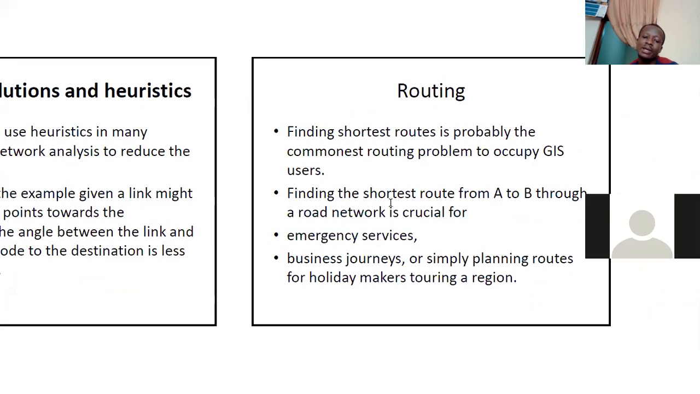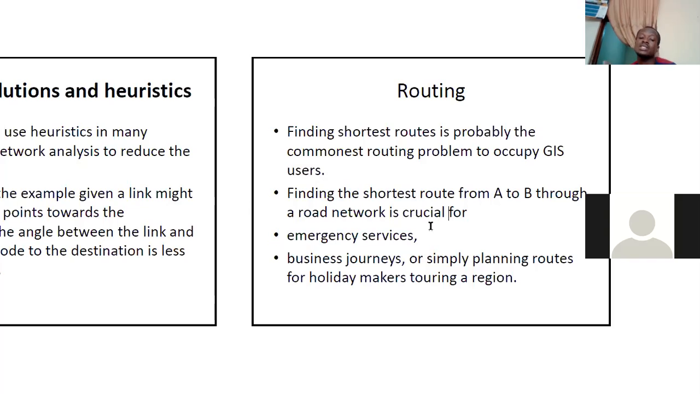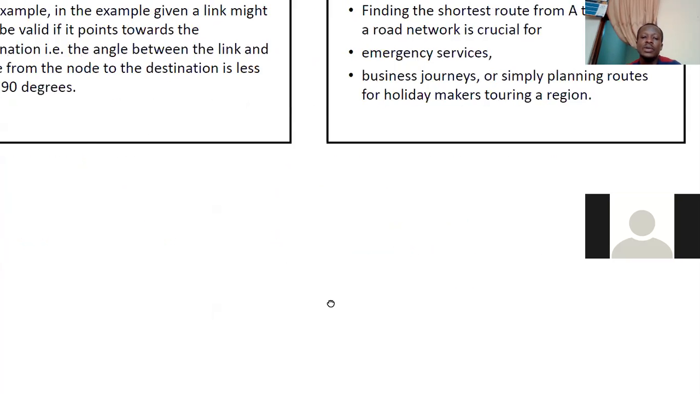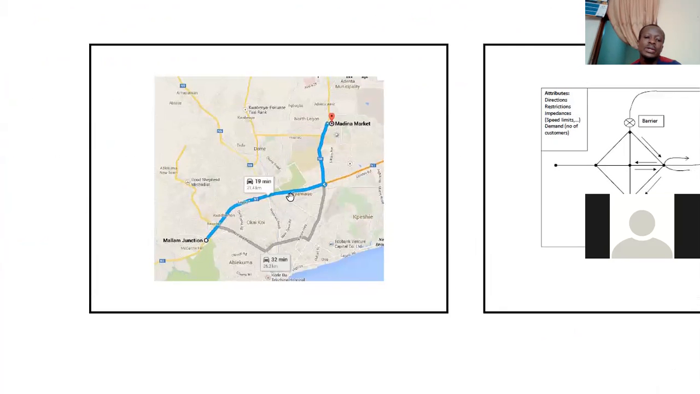Routing is very important for emergency services. If we need to really quickly find the shortest route from one point to the other, it's all because we want to save cost. Also, if we are tourists and we need to visit several locations, in that case we need to use the shortest path algorithm. Now, this is what we normally see.